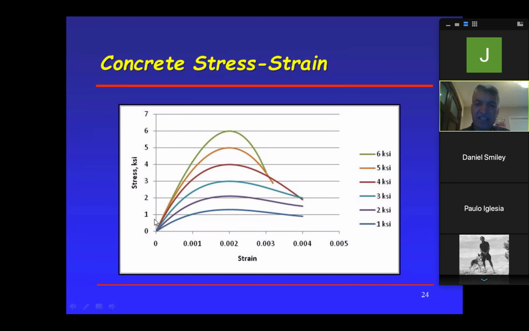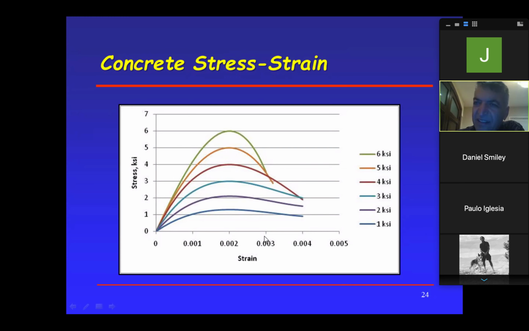The force is increasing. I take that force divided by the same area, because the area of the cylinder is not changing, pi r squared. Higher force is going to give me higher stress. Higher force, higher stress. That's how I get that. Right? The stress is going up.